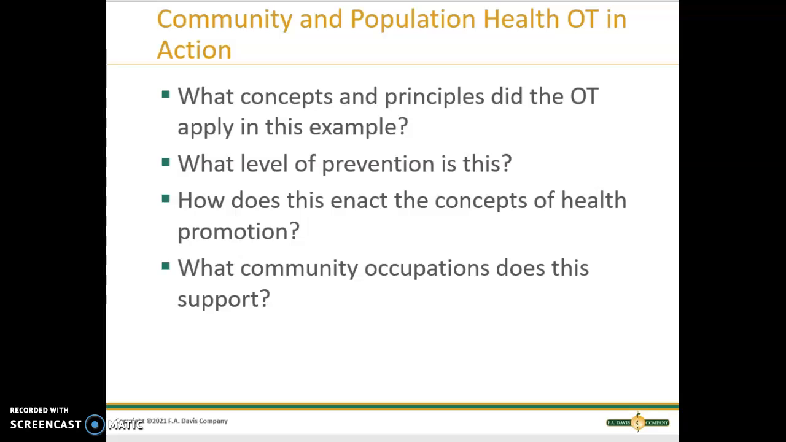So, what concepts and principles did the OT apply in this example? What level of prevention do you think this is? And how does this enact the concepts of health promotion? What community occupations does this support? Ponder those questions and maybe consider them when we have our discussion forum for this particular unit.